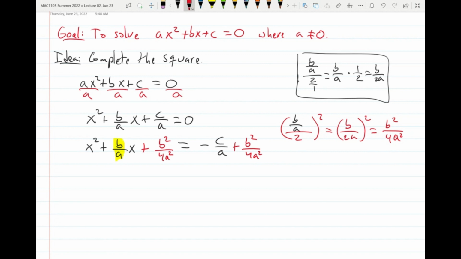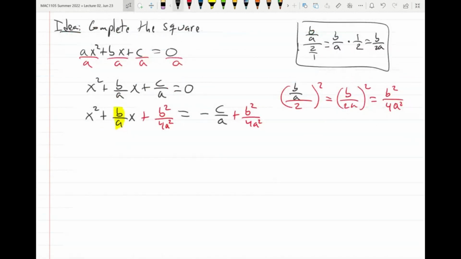We factor the left-hand side. How does the left-hand side factor? What is this? x plus b over 2a squared. Very good. Remember, this is x plus b over 2a, right? So this is automatic. So what goes in here? Exactly this quantity, the one that we had before we took the square. So x plus b over 2a squared equals, now I'm going to combine the right-hand side.